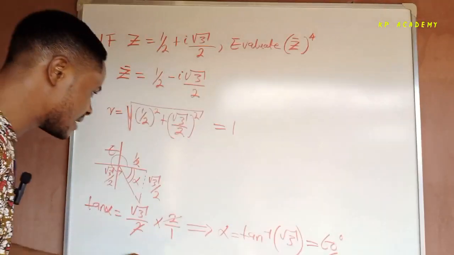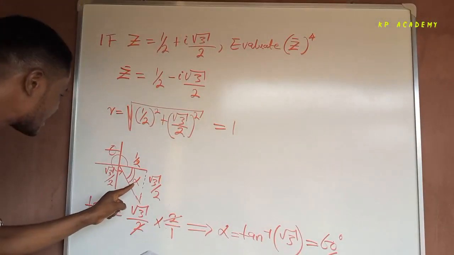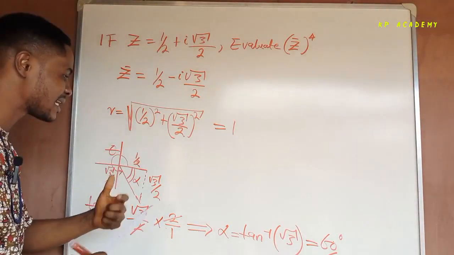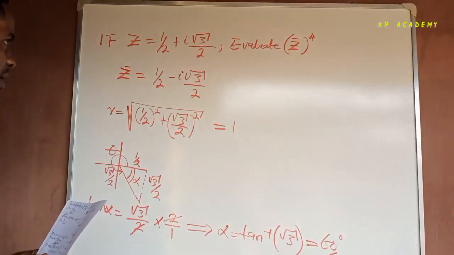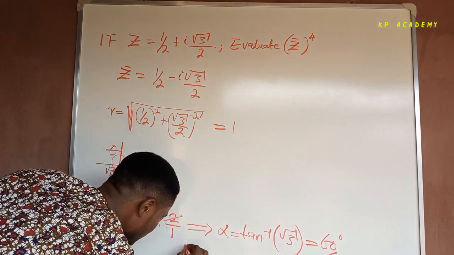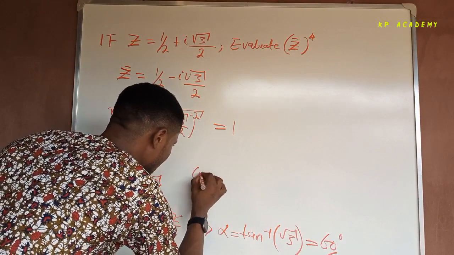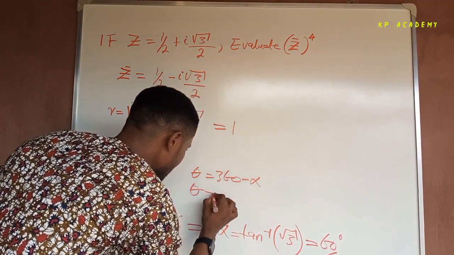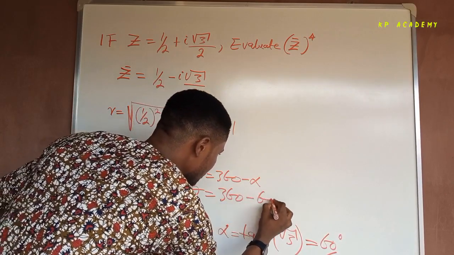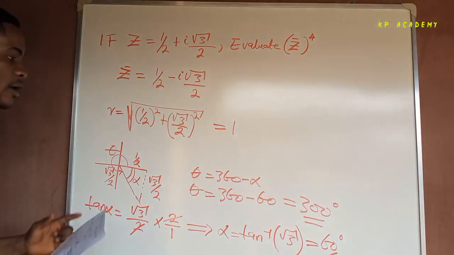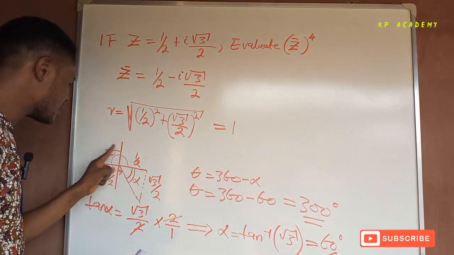But remember too that this 60 degrees you see here is nothing but this angle alpha. But what we're looking for is the angle theta, and it is this angle theta that is actually our argument. Therefore theta is 360 minus alpha. Therefore theta is equal to 360 minus 60, which is nothing but 300 degrees. So 300 degrees is actually our angle theta.